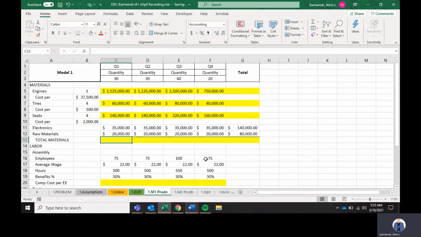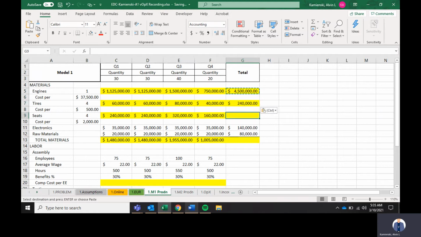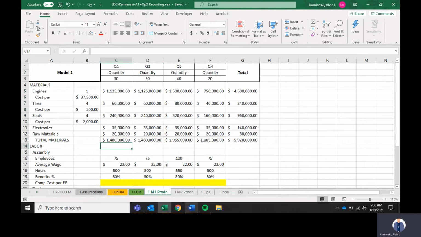Down here then, our total materials are going to be just the sums of all of those costs from engines to tires to seats to electronics to raw materials. So I can copy and paste my sum over into my subsequent columns. And then these out here are also just sums of the previous so that I can go ahead and copy and paste all of my formulas there because I'm just totaling up the work that I did above. I can take my yellows off, and now I have a good estimate for Model 1's materials costs.